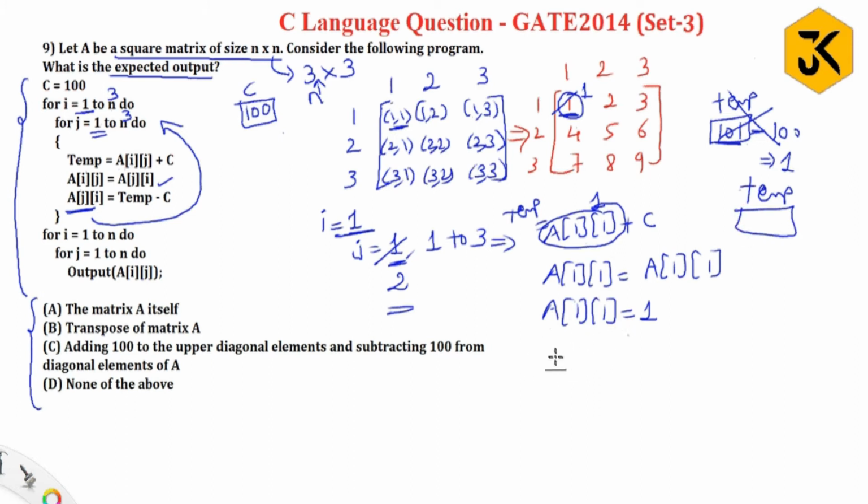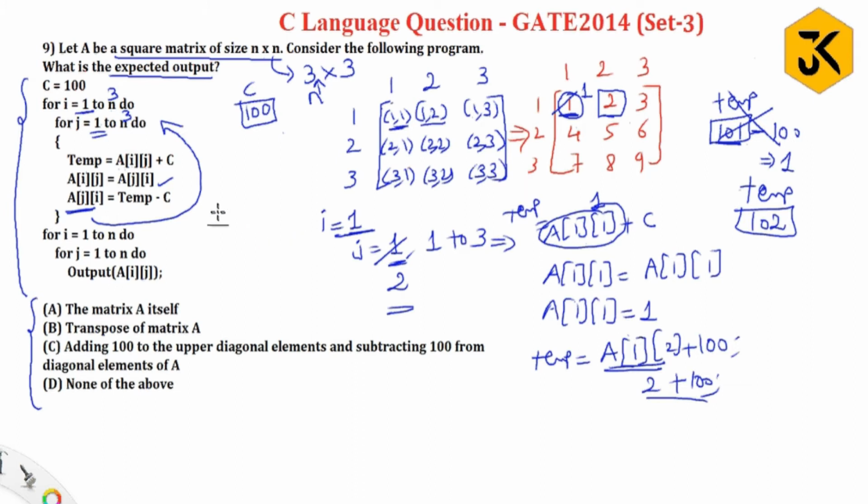Now temp equal to, let me explain this step only. Temp equal to a of i j. I value is what? 1. J value will be 2, plus c value is 100. A of 1 2. What is a of 1 2? First row, second column. First row, second column is 2. That means 2 plus 100. That value will be updated to temp. That is 102 you got.